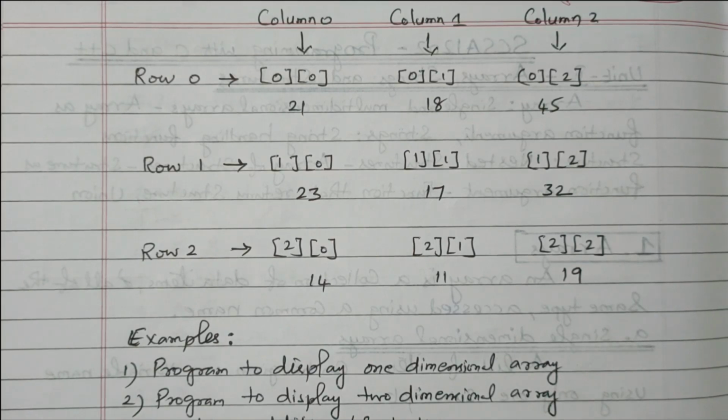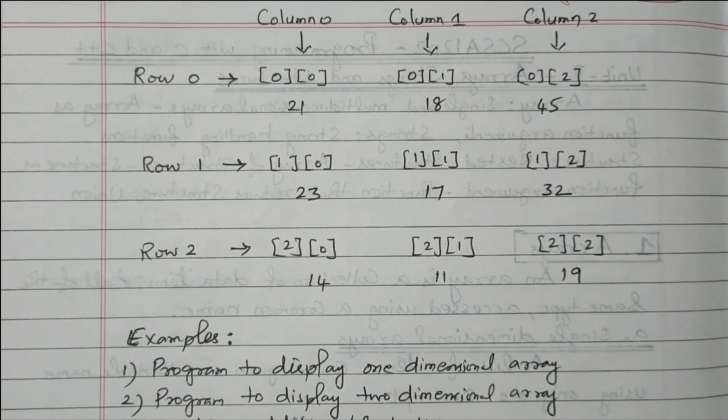So in this video we discussed the array available in the C programming language. We discussed what is meant by an array, then the two types of array, single dimensional array and multi-dimensional, that is two-dimensional array.